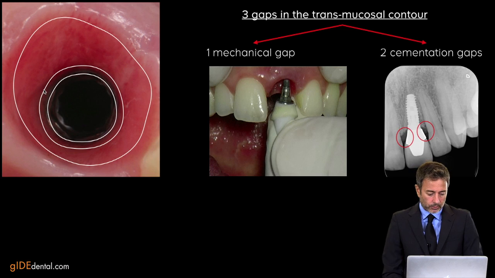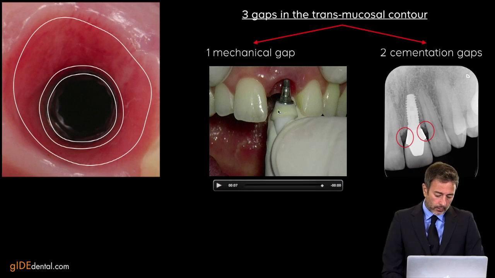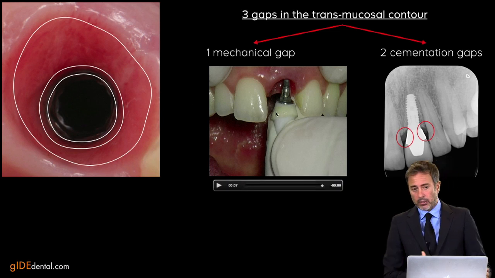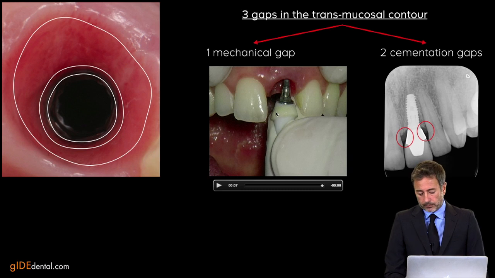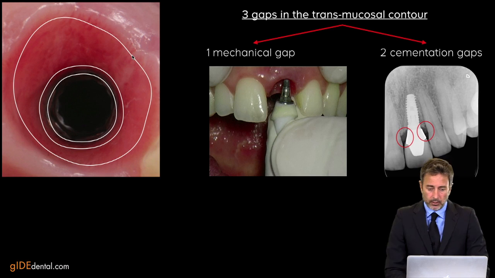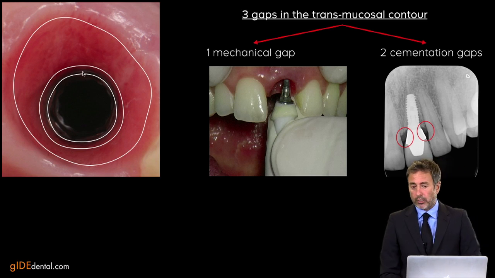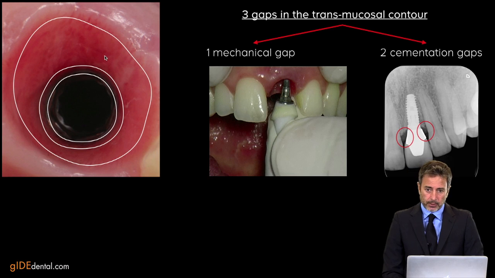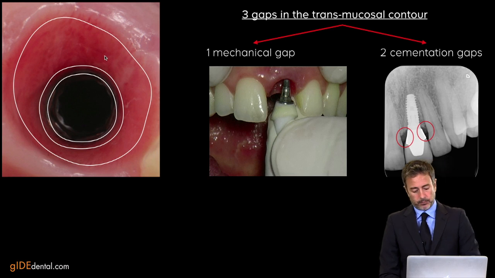The first cementation gap is the gap between the zirconia or ceramic abutment and the metallic sleeve, the metal sleeve. And the last gap is also a cementation gap, in case we use a cement-retained restoration. So actually we have three gaps in a very, very sensitive area, such as the transmucosal contour.